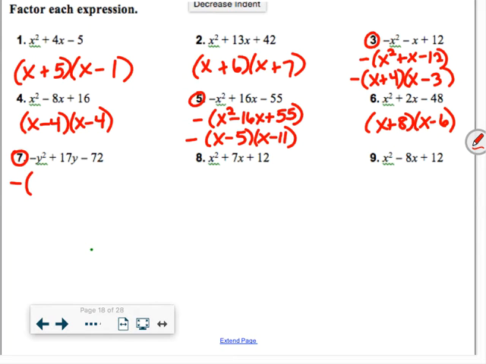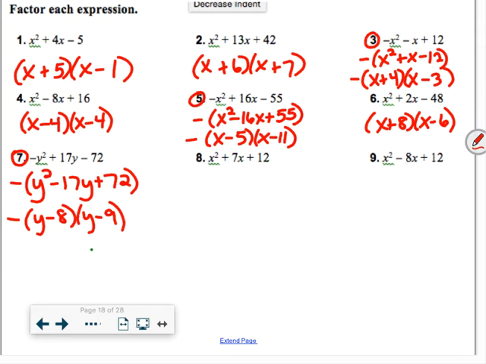Number 7, I'm going to factor out the negative, so be careful on this one. When I factor out the negative, I have a negative y squared that becomes minus 17y plus 72. So that's y minus 8 and y minus 9, but don't lose the negative out front.